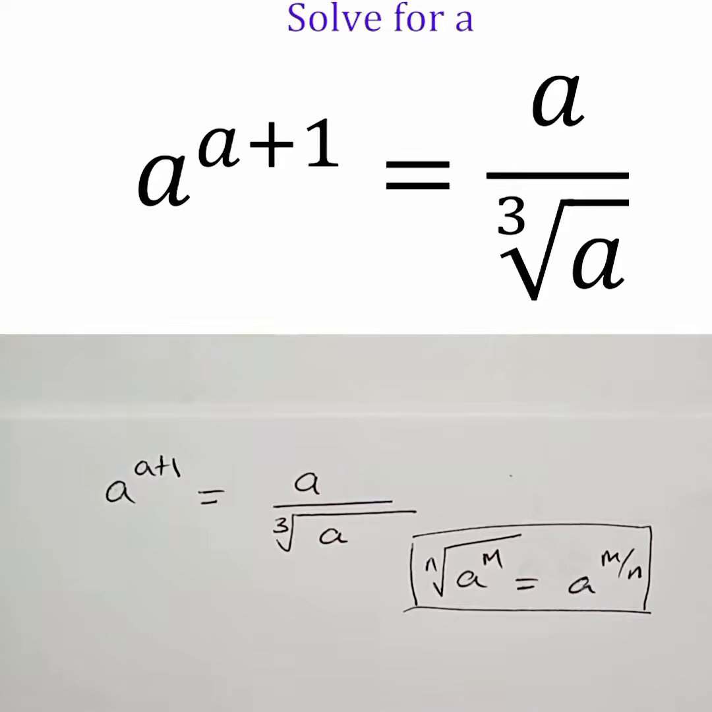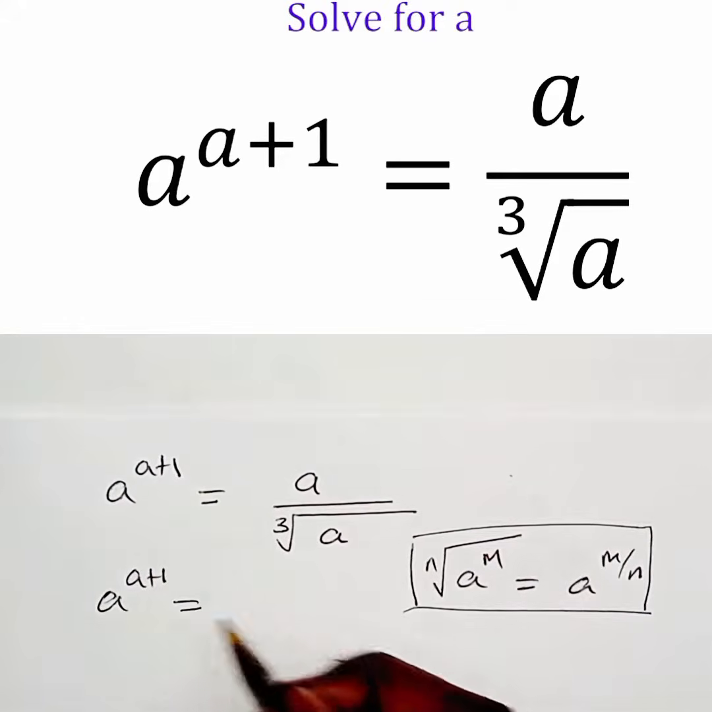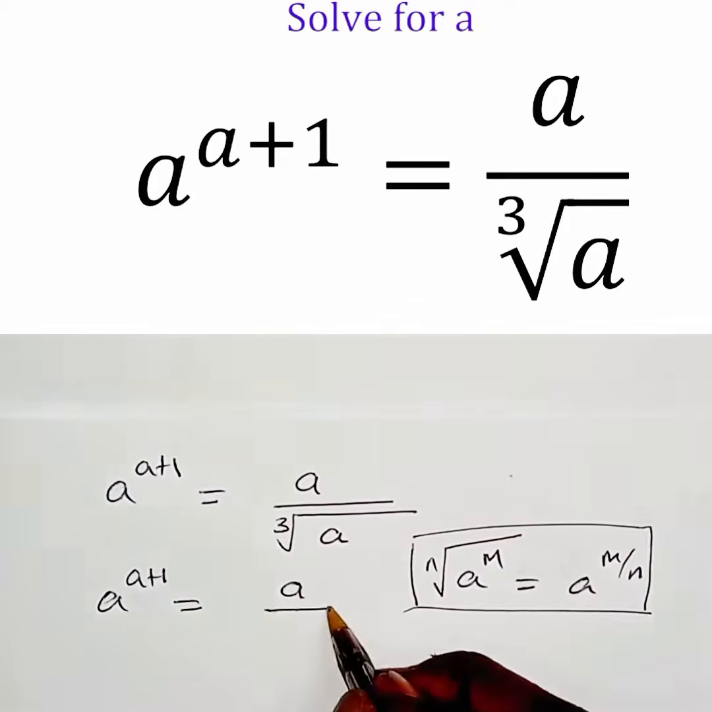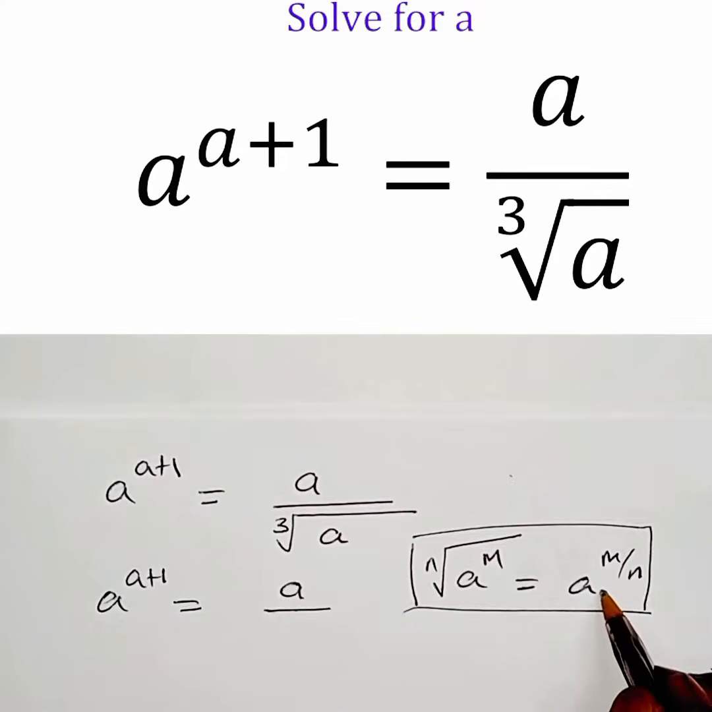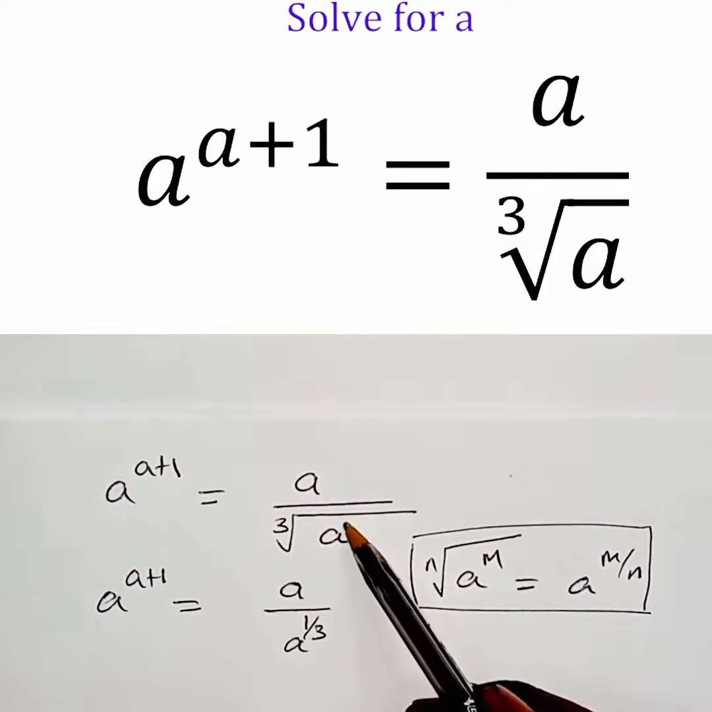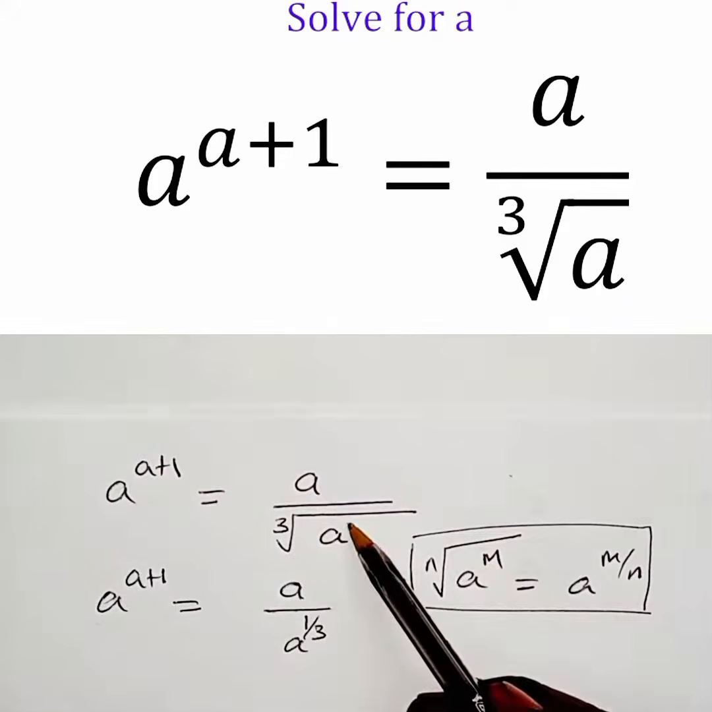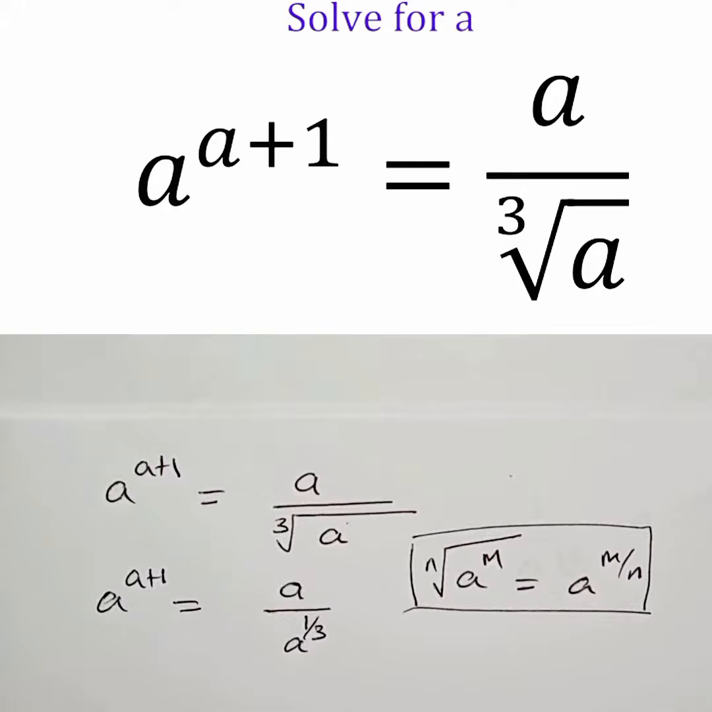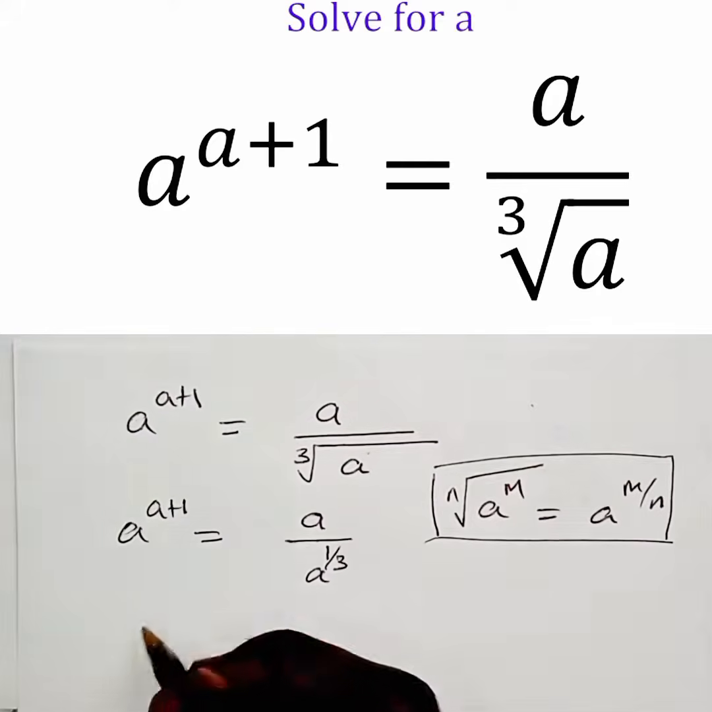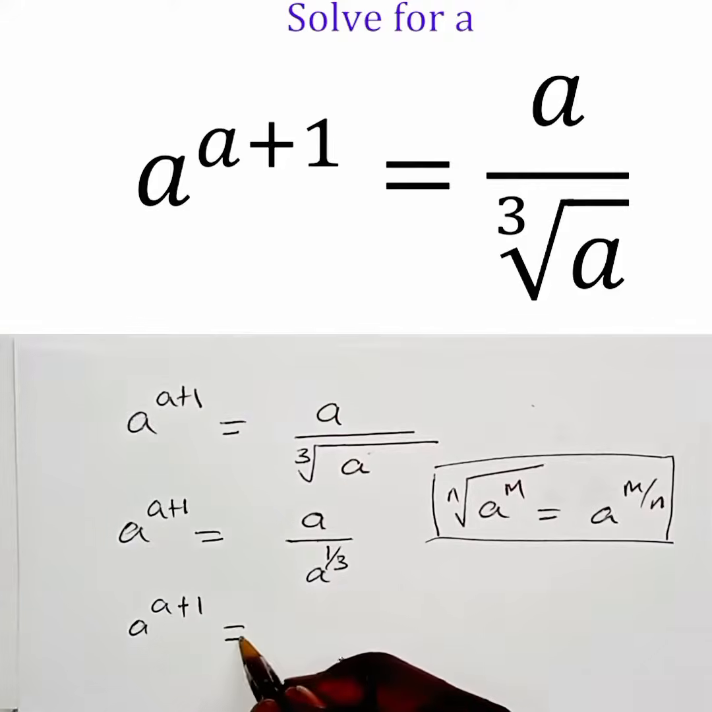Okay, so we are going to have a to the power a plus 1 is equal to a over, when you are using this, you are going to say this is a to the power 1 over 3, because you see there's a 1 there, which is just like the m. So that would be 1 over 3. Now we're going to say a to the power a plus 1 is equal to.